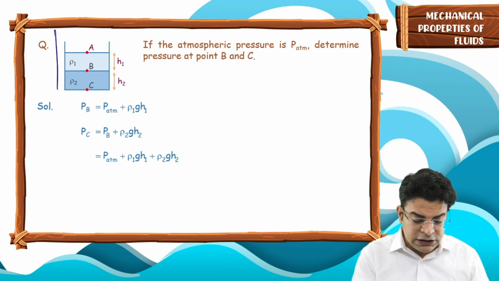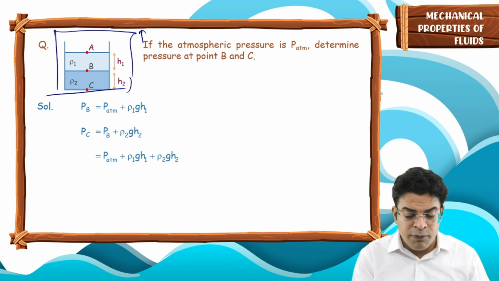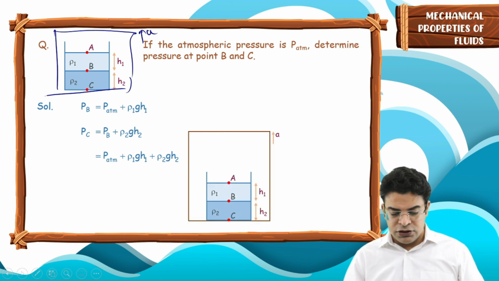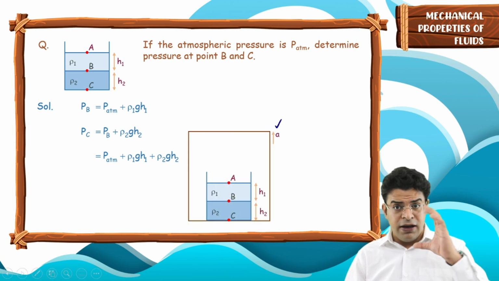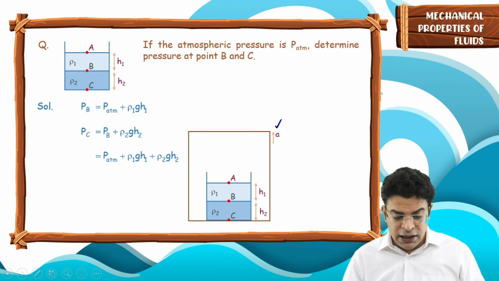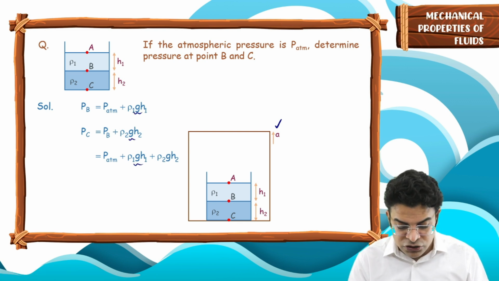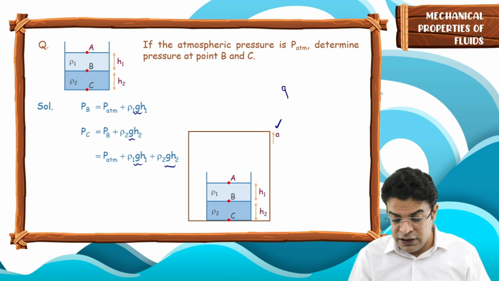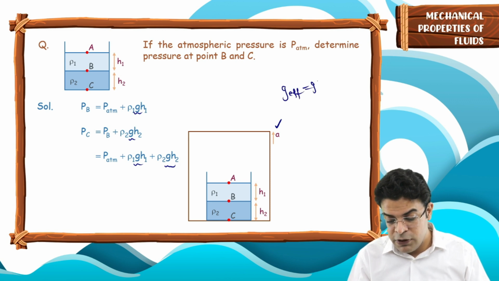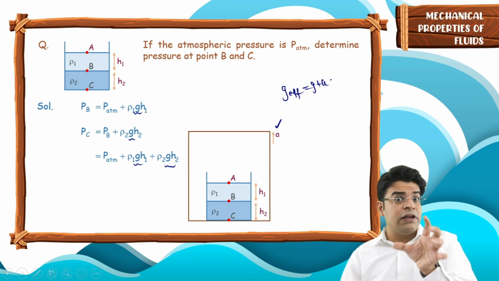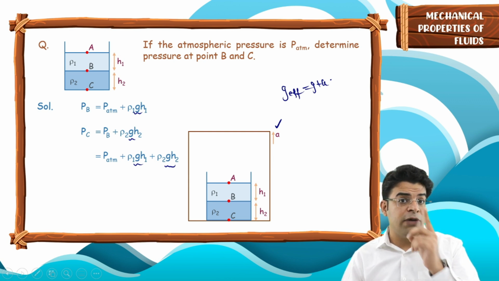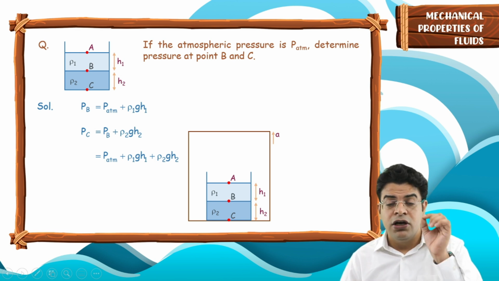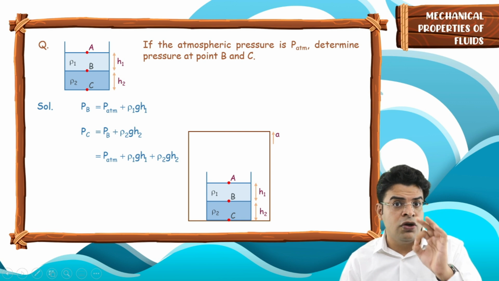Let's say this whole system is placed inside a lift going up with an acceleration a. Then how will you write the pressure at point B and at point C? In place of g, everywhere use g plus a. Why? Because for a lift going up with an acceleration a, the effective g comes out to be g plus a. For a lift going down with an acceleration a, the effective g is g minus a. If you do not know how we get this g plus a and g minus a, look at the pseudo force part in the Newton's laws chapter.